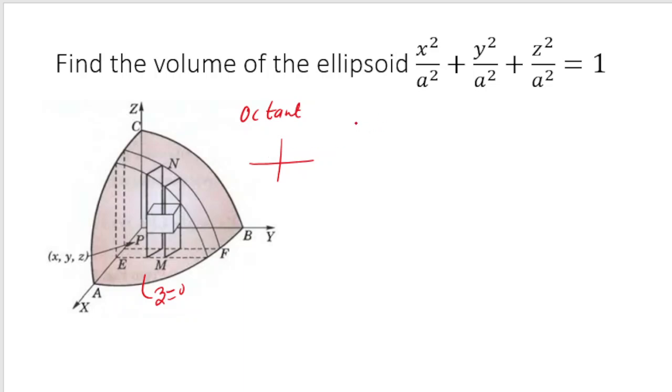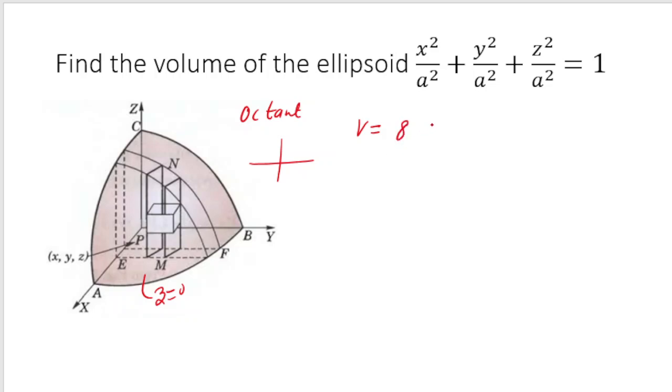And I hope that you are also clear that actually it will be symmetrical. So in all the 8 octants, the volume will be the same. So if I have to calculate the volume of the ellipsoid, what we can do is calculate the volume in one of the octants, and then multiply that by 8. Okay. So how will you evaluate it?